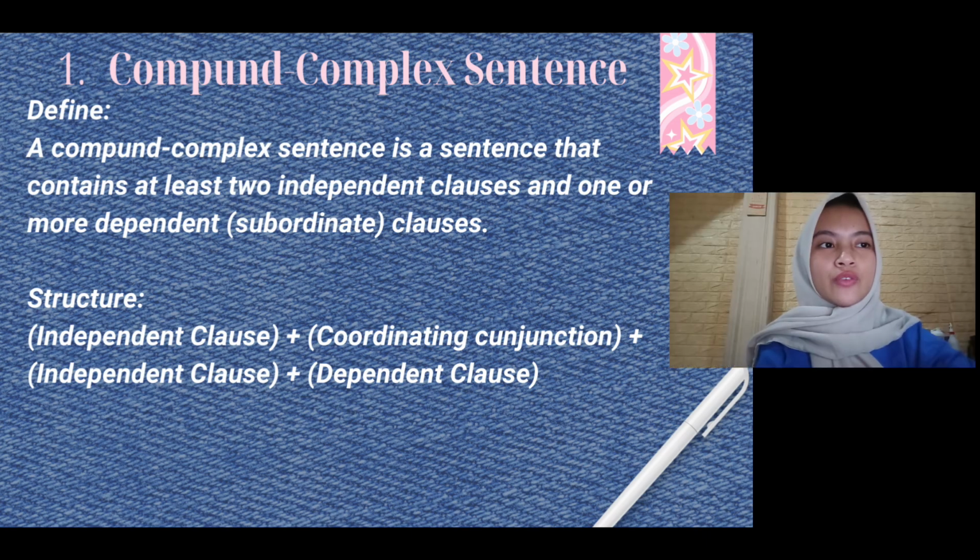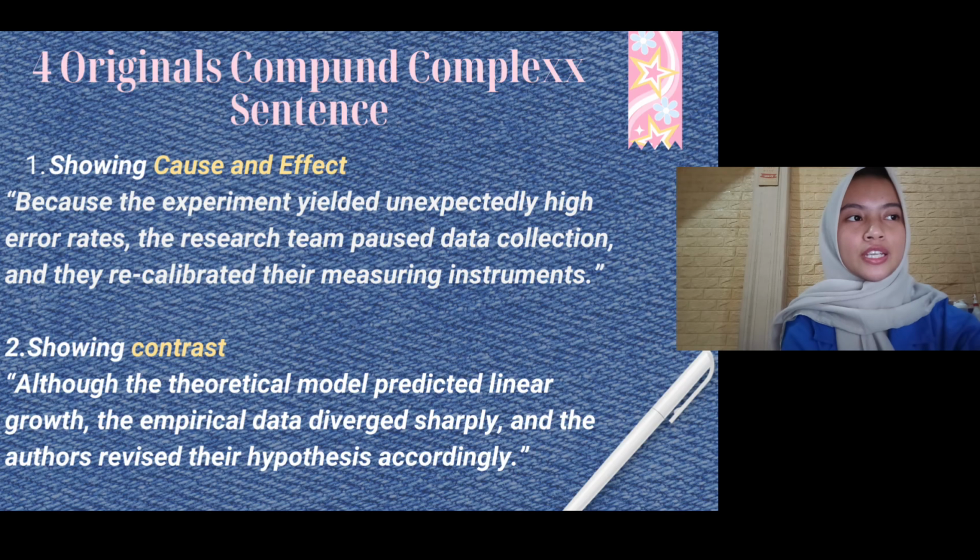First, let's define what a compound complex sentence is. It's a sentence that contains at least two independent clauses and one or more dependent clauses. The structure usually looks like this: independent clause plus coordinating conjunction plus independent clause plus dependent clause. The next part is original compound complex sentences.